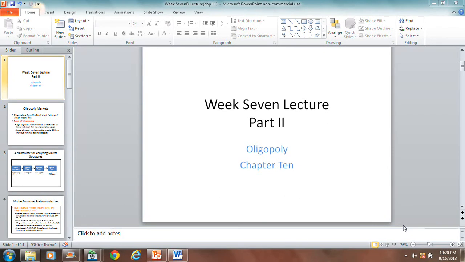Oligopoly is a very fascinating market structure in the sense that it has some features that lend themselves to some rather unique exploration and inquiry. And so we want to proceed through this market structure. I'm going to revise the way it's presented in the text. I want to organize it so that hopefully it has a better sense of flow as you're studying this material. All right, so we're going to start with oligopoly from chapter 10.